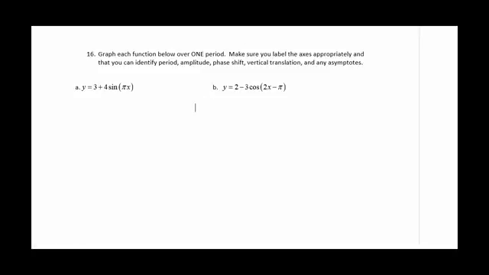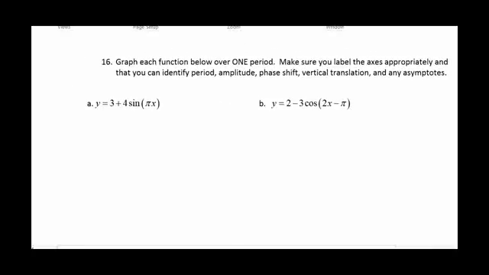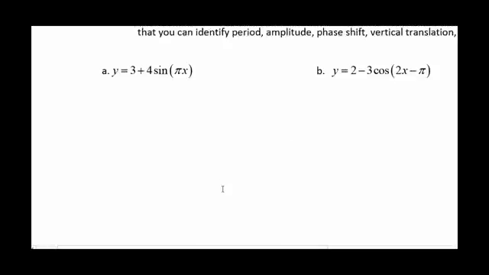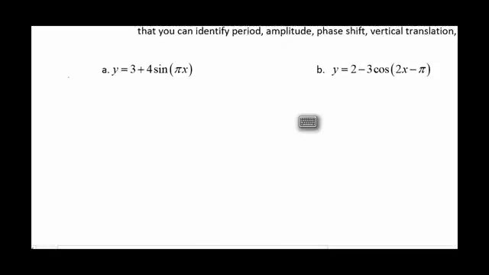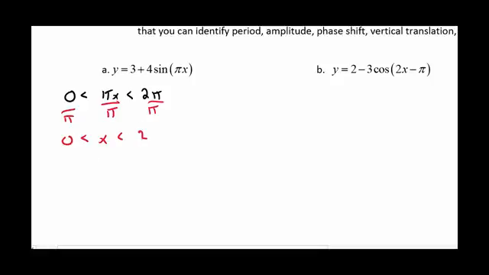Alright, so let's first start with our critical points. Make these a little bit bigger. Okay, so sine goes from 0 to 2 pi. So pi x all the way up to 2 pi. I want to solve for x, so divide everybody by pi. What that gives me is 0 less than x less than 2.